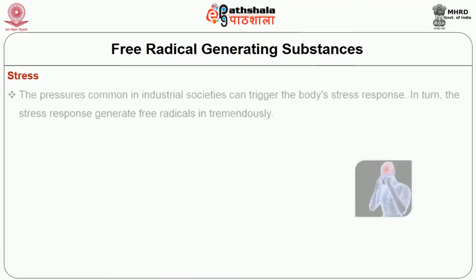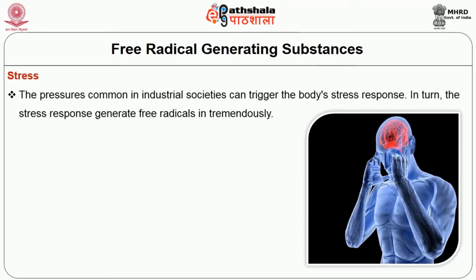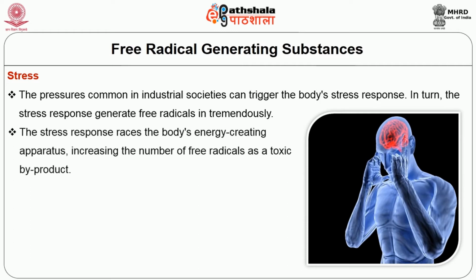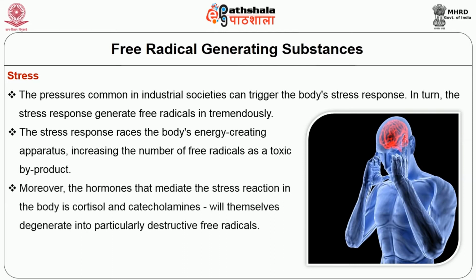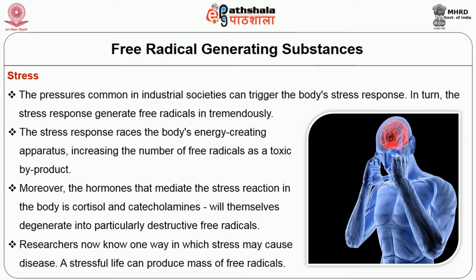The next factor is stress. The pressures common in industrial societies can trigger the body's stress response. In turn, the stress response generates free radicals tremendously. The stress response raises the body's energy-creating apparatus, increasing the number of free radicals as a toxic byproduct. Moreover, the hormones that mediate the stress reaction, cortisol and catecholamines, will themselves generate particularly destructive free radicals. Researchers now know one way in which stress may cause diseases. A stressful life can produce a mass of free radicals.